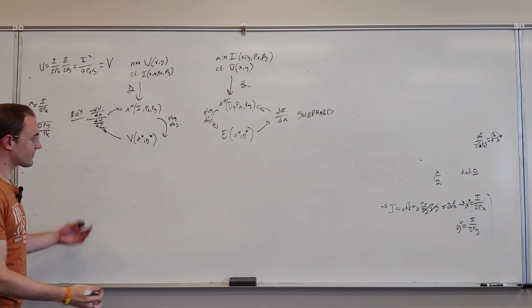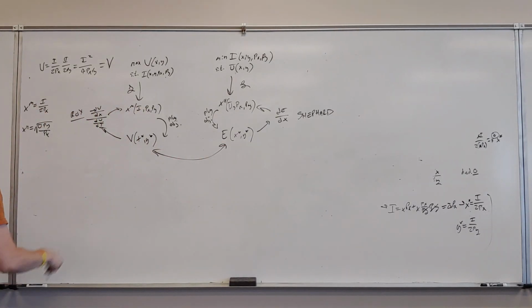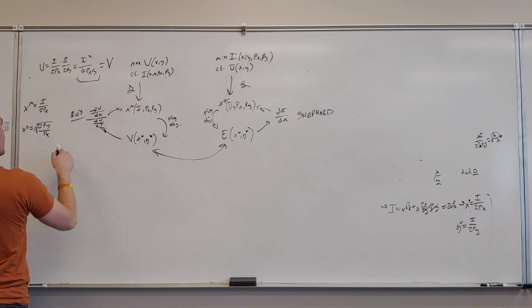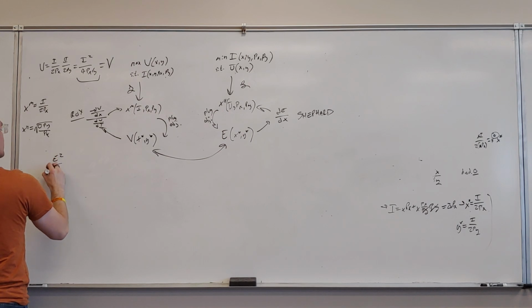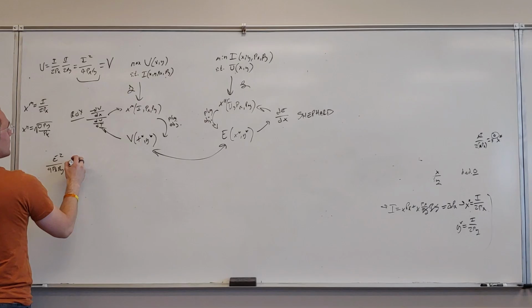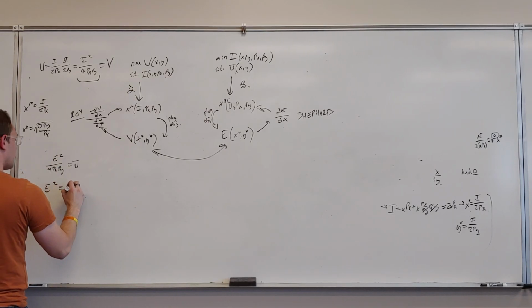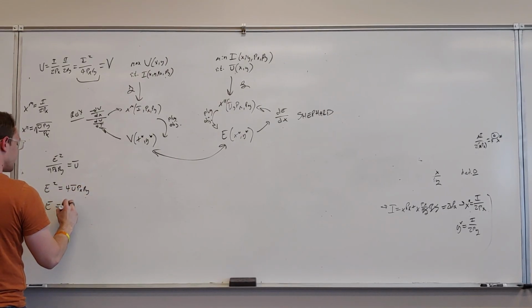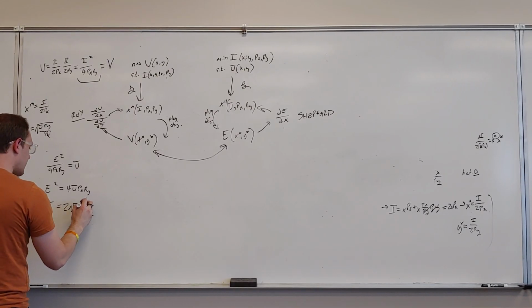All right, so you can also switch between indirect utility and expenditure very easily. I have this indirect utility function. All I'm going to do is change that I to an E and that V to a u bar. So I have E squared over 4 px py equals u bar, and I'm going to solve for E. E squared equals 4 u bar px py, and so E is going to equal 2 root u bar px py. Okay, expenditure and indirect utility.